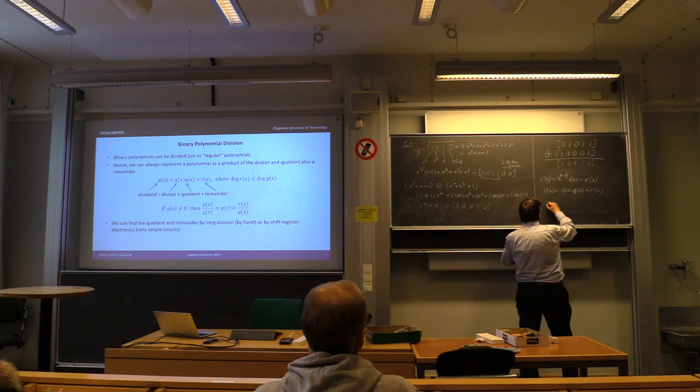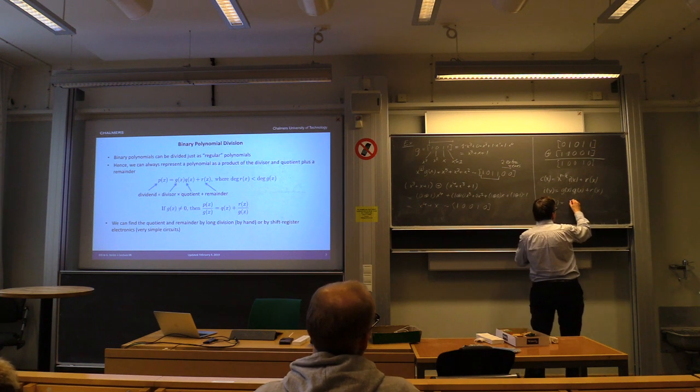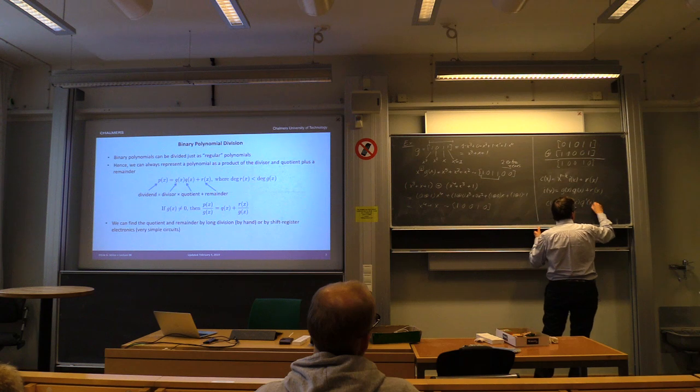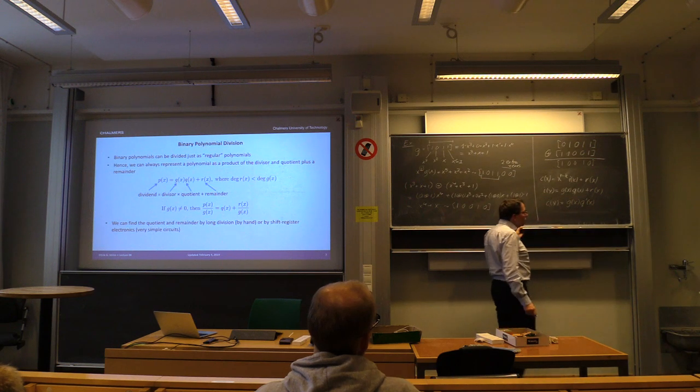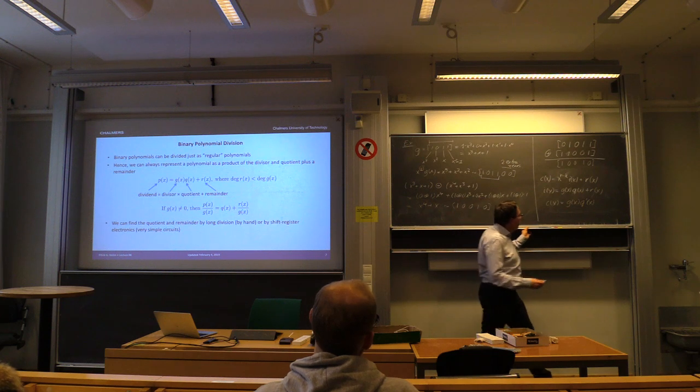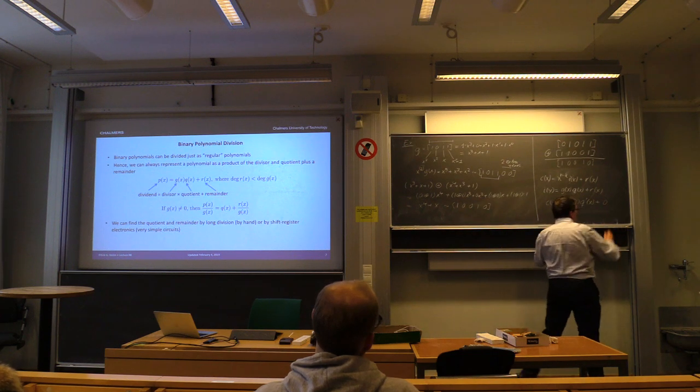Let's see, we should have that c of x. This is what I would like to see later on, that it could be written as g of x times a polynomial q prime of x, like this. So it's divisible with, okay, which has a zero remainder like this.